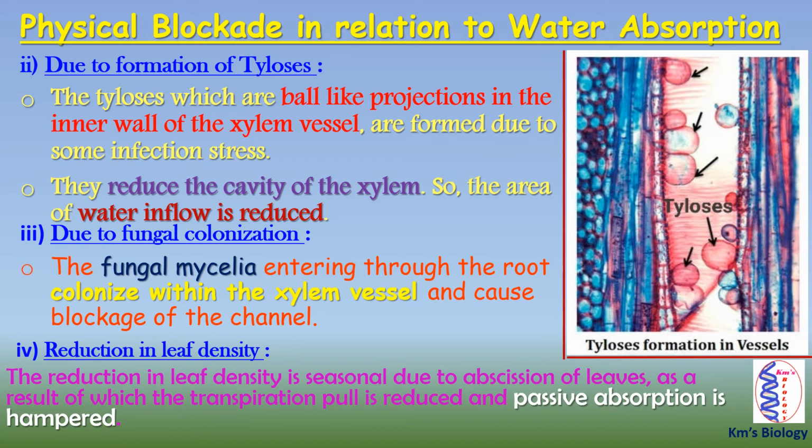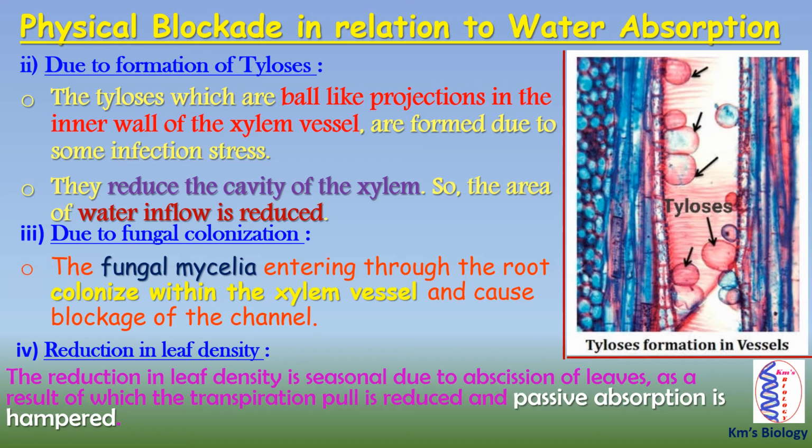There are some physical blockades in relation to water absorption. The second reason is the formation of tyloses. The tyloses, which are ball-like projections in the inner wall of the xylem vessel, are formed due to infection or stress. They reduce the cavity of the xylem, so the area of water inflow is reduced.